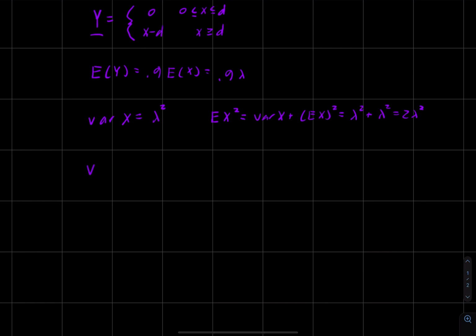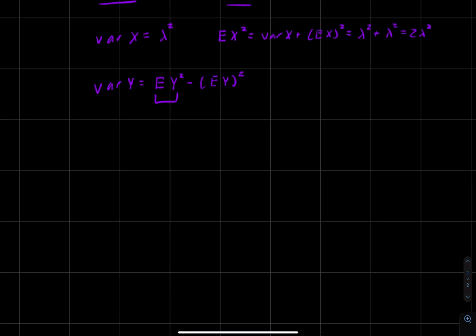We're interested in finding the variance of Y, right? Now there are many different ways of finding variance, but one of the most common is E of Y squared minus E of Y, squared. This is the common way that we do it. And we already know what E of Y is. We already know that's 0.9 lambda. So what we really need is this guy right here, E of Y squared.